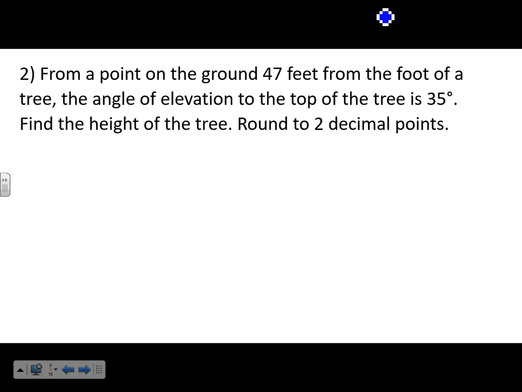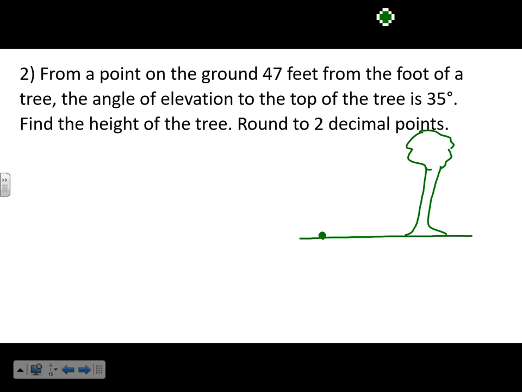So this is kind of confusing. So a point that's on the ground. So let's first, over here, this is the ground. So we have a point on the ground. That point that's on the ground is 47 feet from the foot of a tree. So we'll have a tree over here. If you want to draw it in detail, you can, but you don't have to.